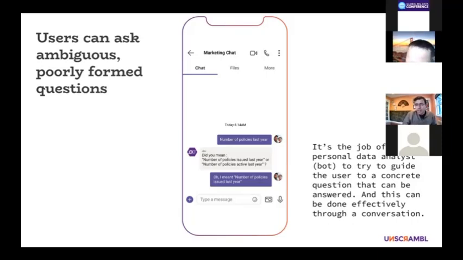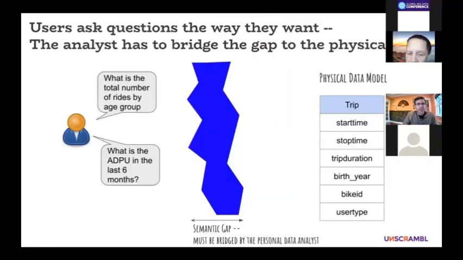So the bot, in fact, might come back and say, did you mean how many policies were issued last year, or how many policies were active last year, which could have different meanings. The point of a personal data analyst is that it should be able to recognize ambiguities or different possible interpretations of a natural language question, or of a poorly formed question, and come back with clarifications. So that's one of the behaviors that we think a bot should have in this space.